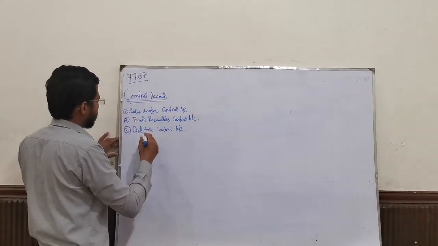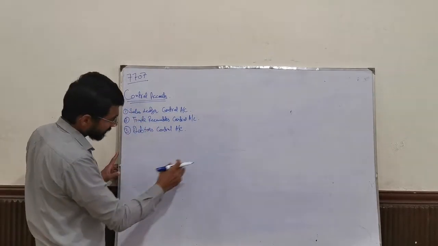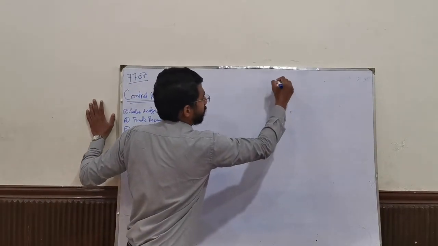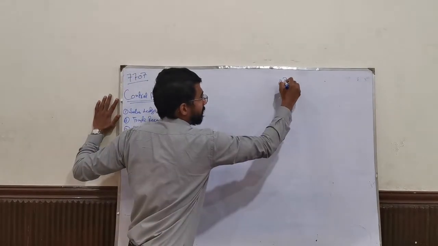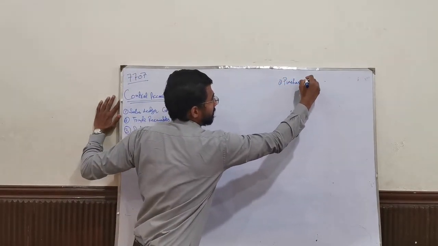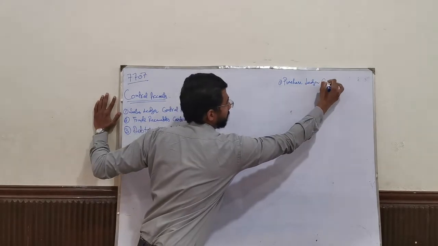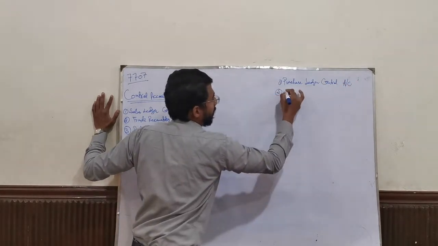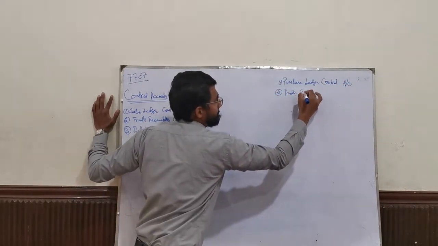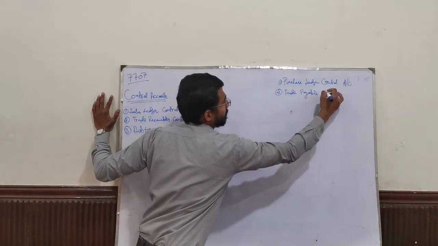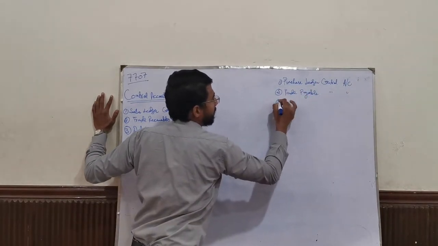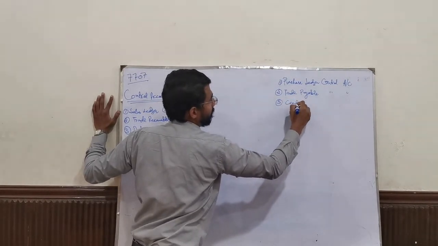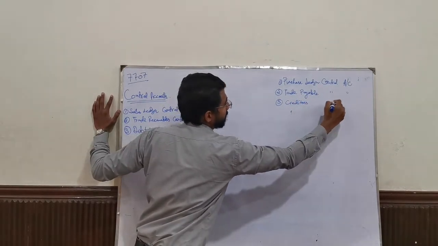You may call it as purchase ledger control account, trade payable control account, and finally the third one we have is creditors control account.